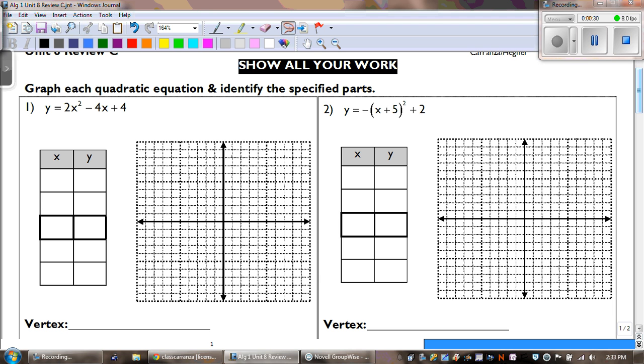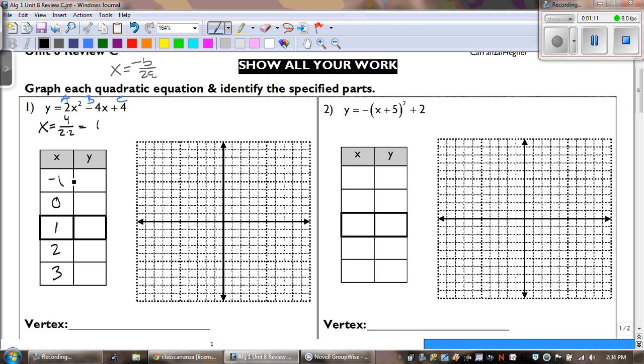Now, it says to graph each quadratic equation and identify the specified parts. So, the first thing that we have to do for number 1 is to find the vertex. We always find the vertex first, and that is the opposite of b over 2a. Remember what's your a, what's your b, and what's your c. So the opposite of b, well, if b is -4, the opposite of that would be 4 over 2 times 2, which gives you 1. And then we go 2 higher and 2 lower.